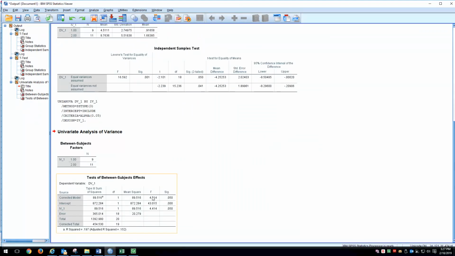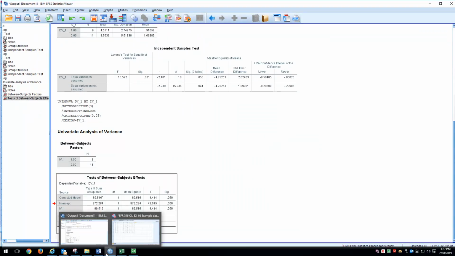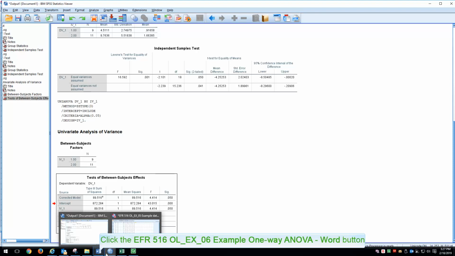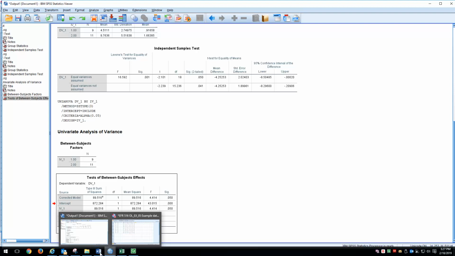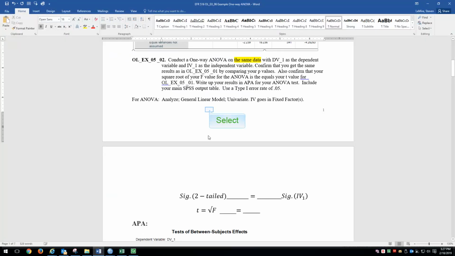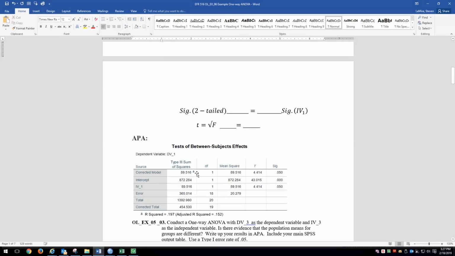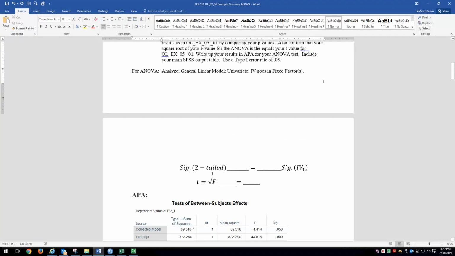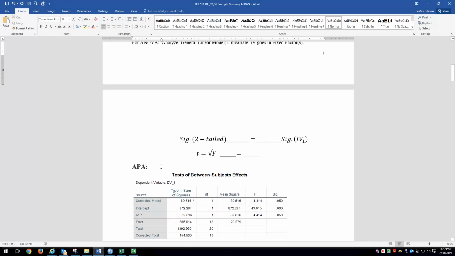Now that's going to give me the ANOVA table right here, and I'm going to pull that ANOVA table over into my assignment. Okay, so here's our ANOVA table, and I'm asking you to write the APA for it. So go ahead and write this APA.